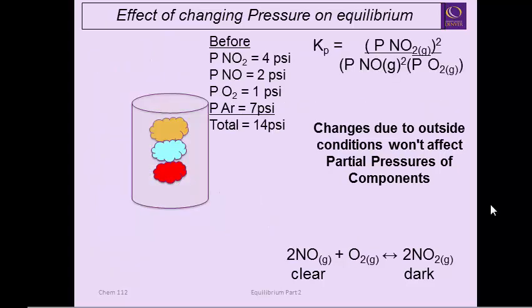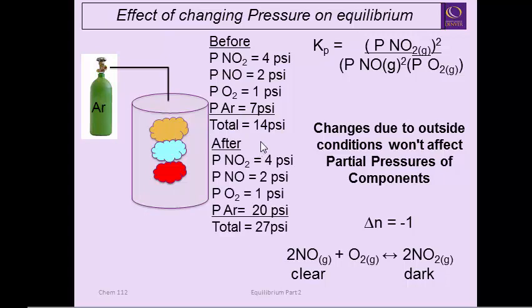So here's a very similar situation. I just want you to think of it differently. This happens in the lab. You basically set up the same equilibrium. You have the original pressures as before, but it's in a closed cylinder. And now what we're going to do is pump in argon and just build up the pressure in there. So you can see the similarity here, that basically we took argon at 7 psi, and now we've increased it up to 20 psi. So the total pressure, according to Dalton's law of partial pressures, went from 14 psi up to 27 psi. But once again, when you go to do the calculations, you don't put anything different into the expression, so consequently changes due to outside conditions won't affect the partial pressures of components.